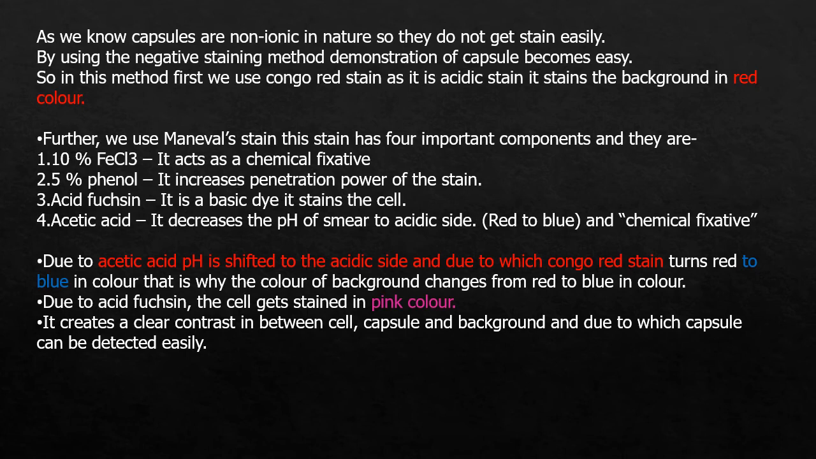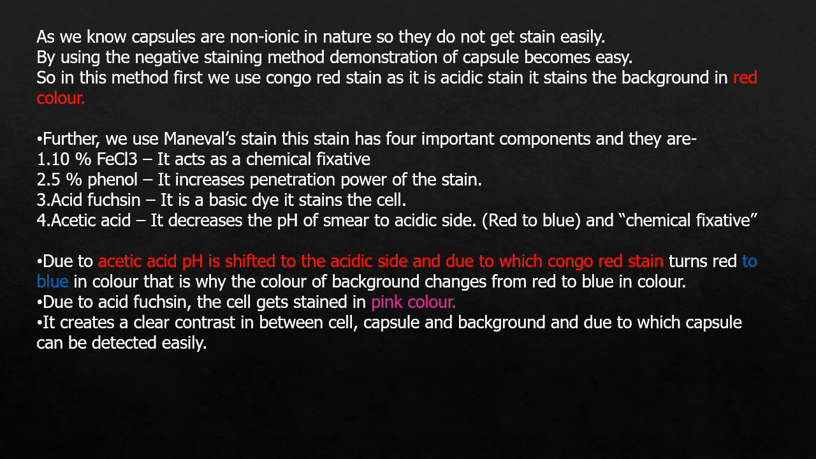Due to acid fuchsin, which is present in Maneval's stain, our vegetative cells get stained pink in color. This creates a clear contrast between the cell, capsule and background, due to which the capsules can be easily detected or seen. These are the contents of the Maneval's stain which are very important.